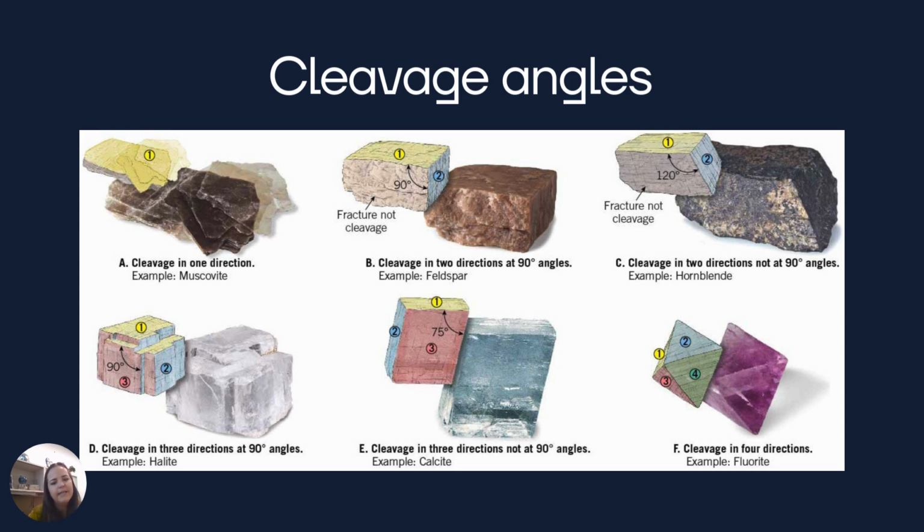And then you have calcite and halite there, which both have 3 planes of cleavage, but one is at 90 and one is not at 90. And so hopefully you can kind of see those angles and those differences there. So that's cleavage. We're looking for sets of parallel sides, and you can use your fingers to do that.